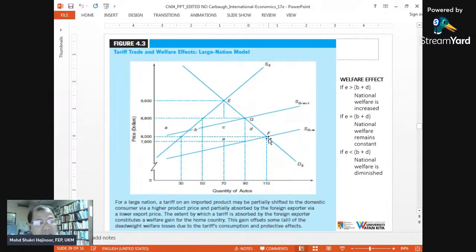Oh, I forgot again. This is during the free trade. This is the welfare, consumer surplus. Let's go back to free trade. Consumer surplus during free trade, all this area. Whereas producer surplus, under here. Big consumer surplus. Now, with tariff.